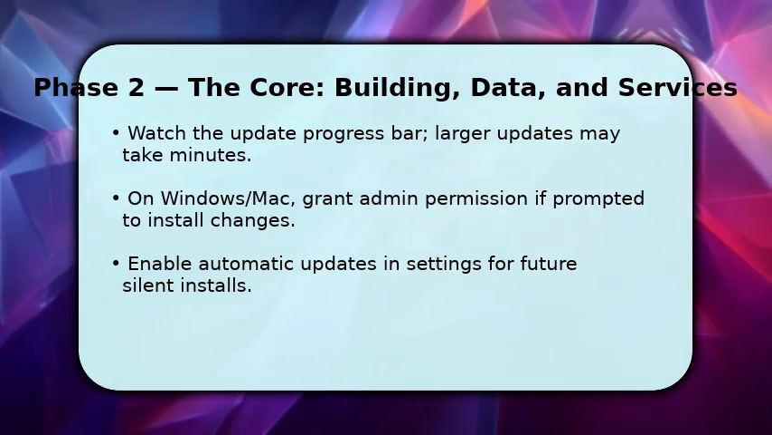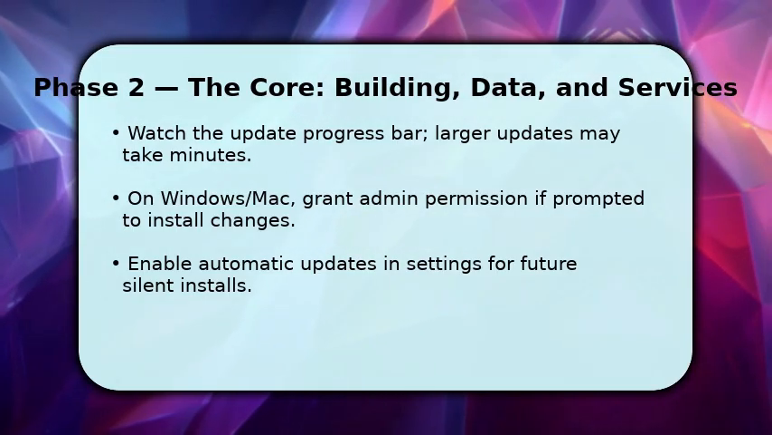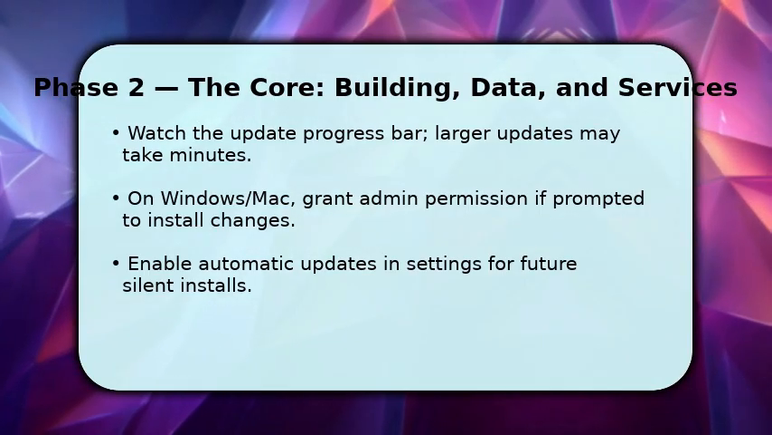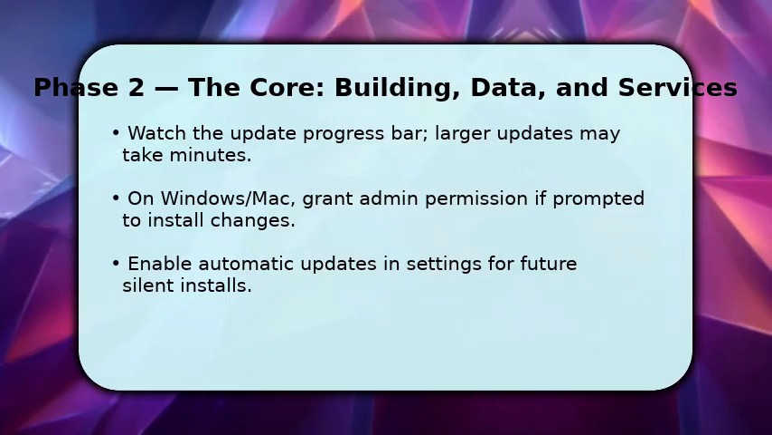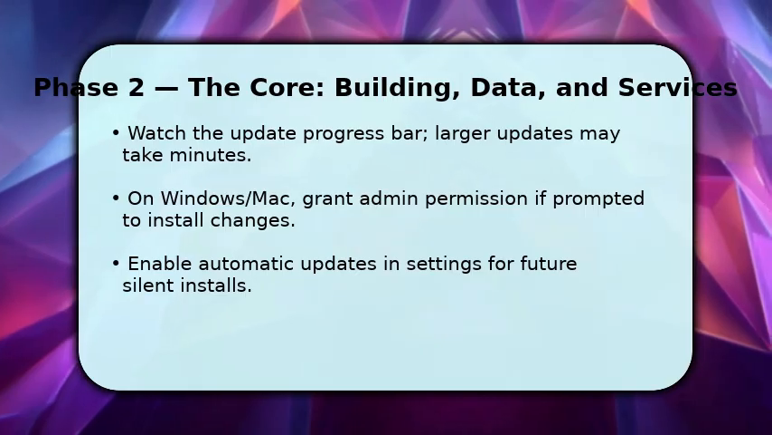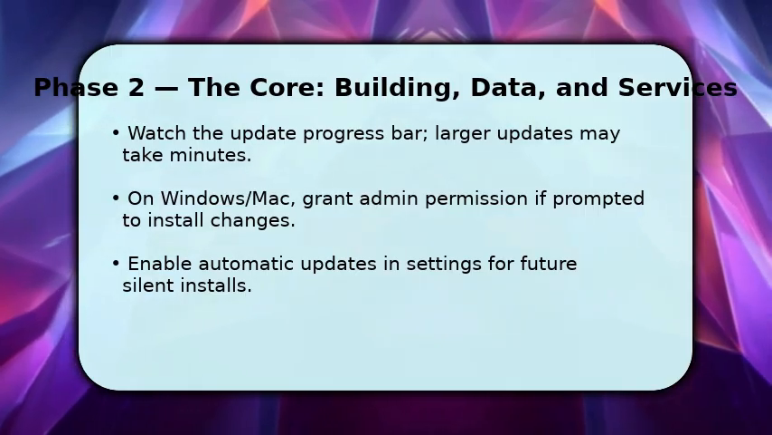Make sure extensions are up to date too. They can be reloaded after the update. If you want fewer interruptions, turn on automatic updates in System Settings or Chrome Policies, which keeps you current without manual checks. You finish by clicking Relaunch when Chrome finishes downloading.